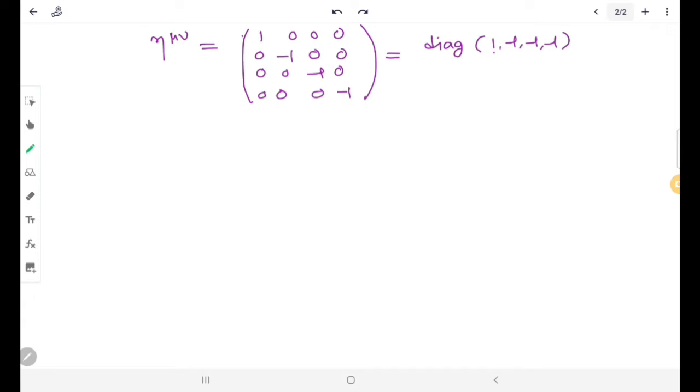And we can have other convention as well. This other convention is very popular nowadays. So this is minus 1, 1, 1 and 1. This is the new convention, and this is the old but popular convention.